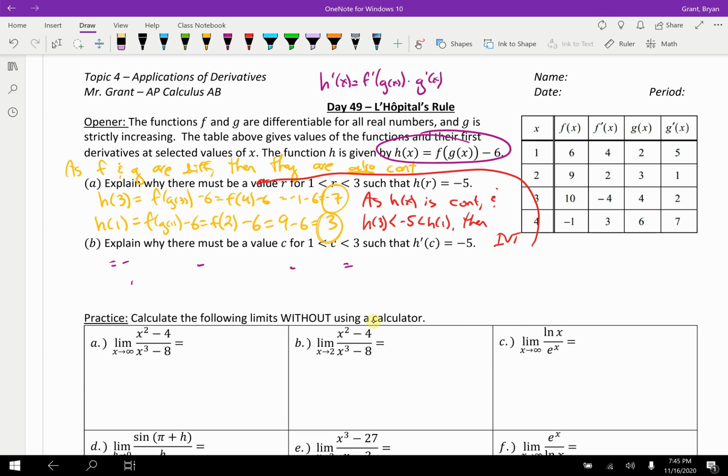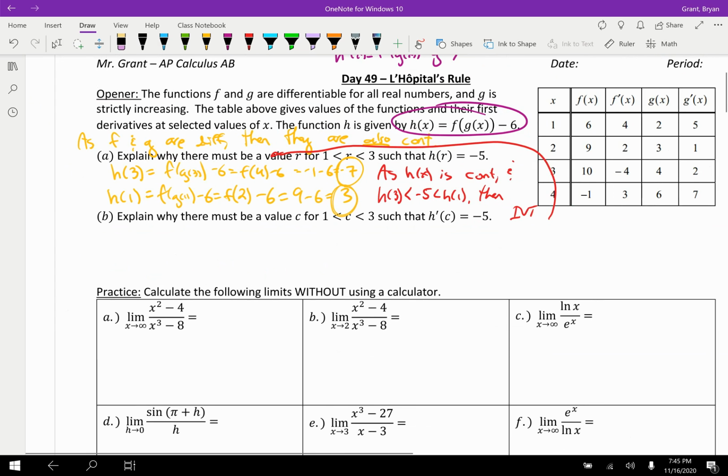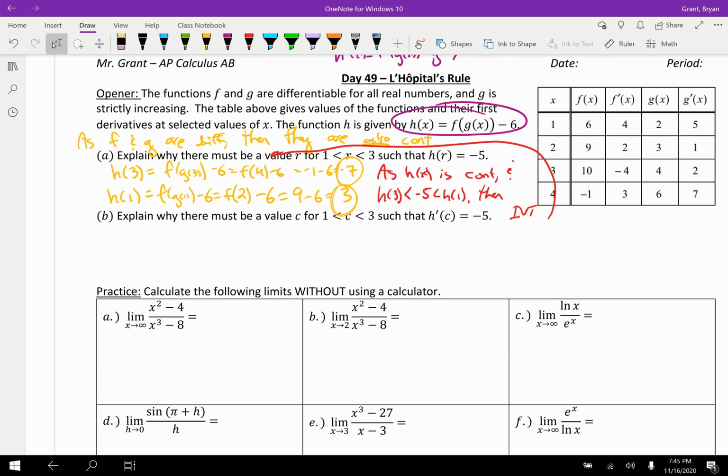And since I mentioned that this directly connected to yesterday, we should probably be thinking the MVT, because the MVT is a really nice way to guarantee a slope. How does it guarantee a slope? Well, the first thing that has to happen is that h has to be differentiable.